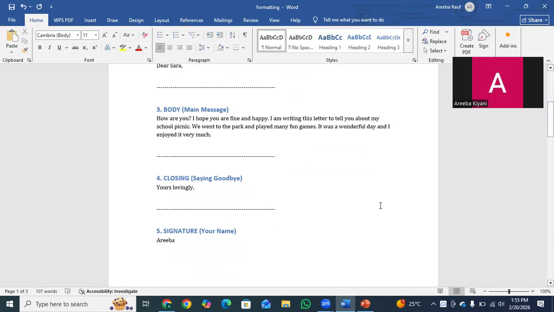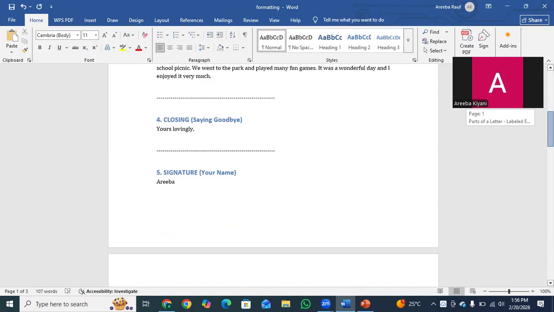And the next one is closing. After writing the message, we simply write the closing. Closing is a polite way to say goodbye. It also ends with a comma, like yours lovingly, yours daughter, your sister, etc.